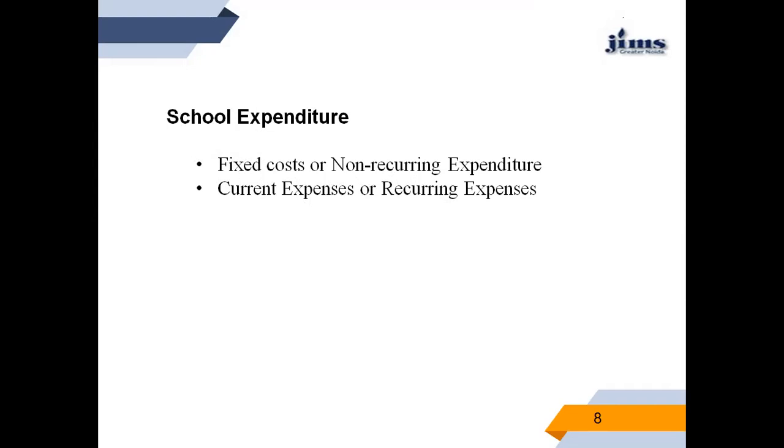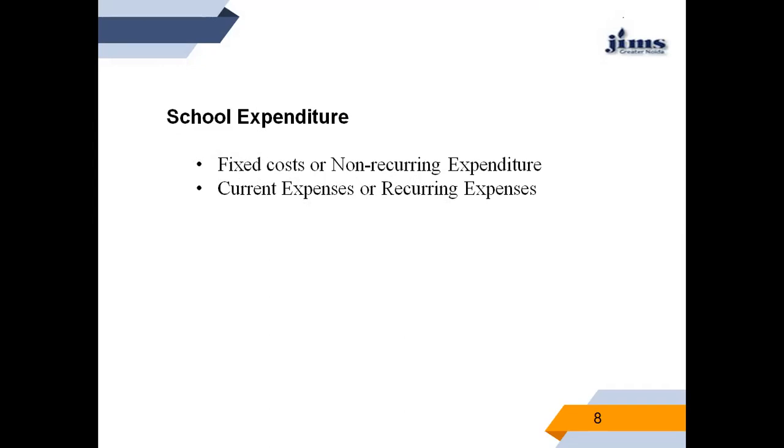The various items of school expenditure can be classified under two following heads. One is the fixed cost or the non-recurring expenditure, and secondly, the current expenses or the recurring expenses. The fixed cost or the non-recurring expenditures, as the name suggests, are one-time expenses and do not recur again and again. The main items included under this category are the cost of the land, buildings, furniture and fixtures, equipments, and the library books.